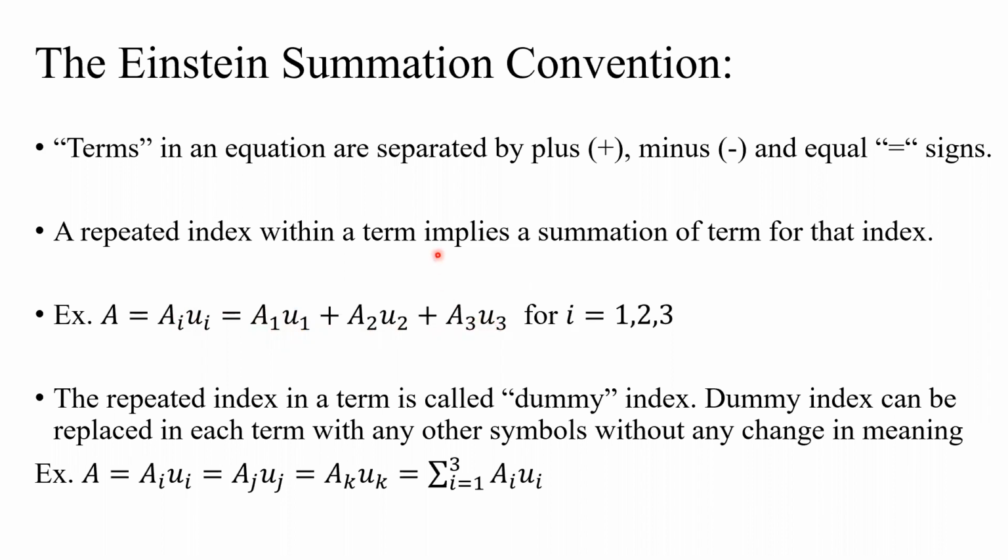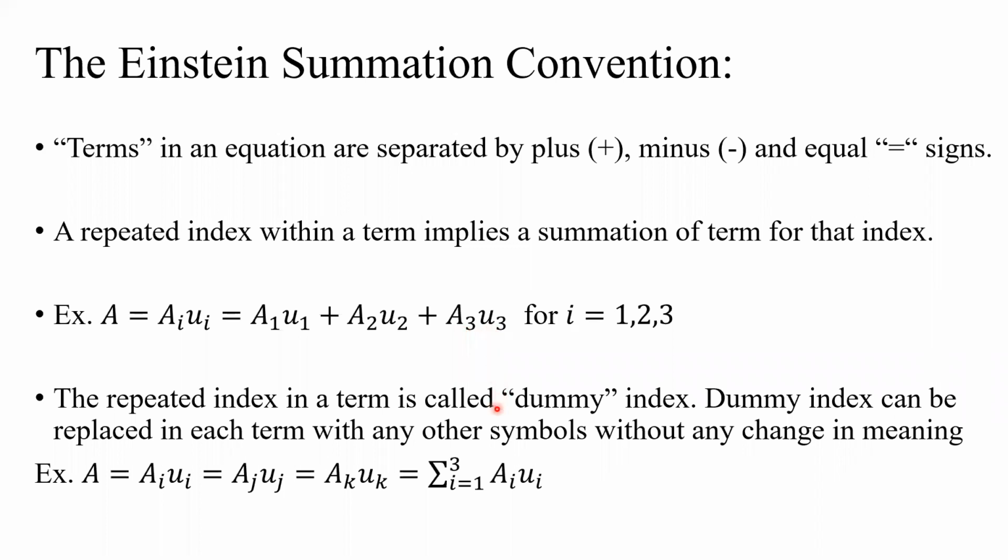A repeated index within a term implies a summation of that term. So for example, here, i is a repeated index. It's the same index here, so it's repeated twice. That means summation for us. And because i is changing from 1 to 3, we have A1 U1, A2 U2, A3 U3.